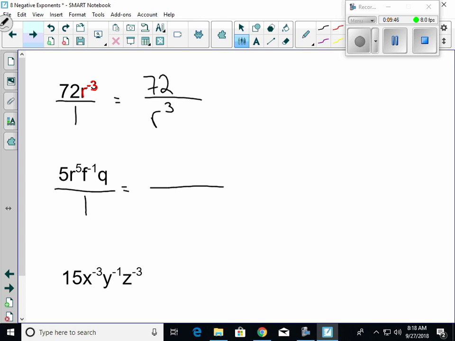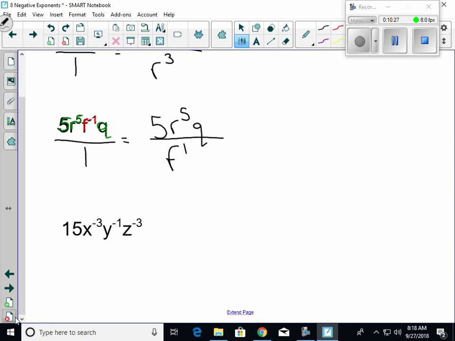Okay, handle each part of this term separately. So the 5 is okay. 5 does not have a negative exponent. The r, let me trace these in a different color. The r is okay. The r doesn't have a negative exponent. The f, trace that in red, because that's in the wrong spot. F needs to be moved to the bottom with a positive exponent. The q is okay. Does not have a negative exponent, so I can leave the q alone.